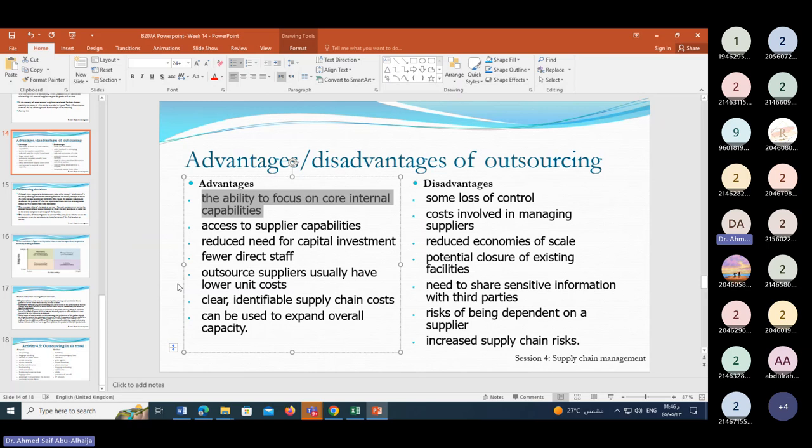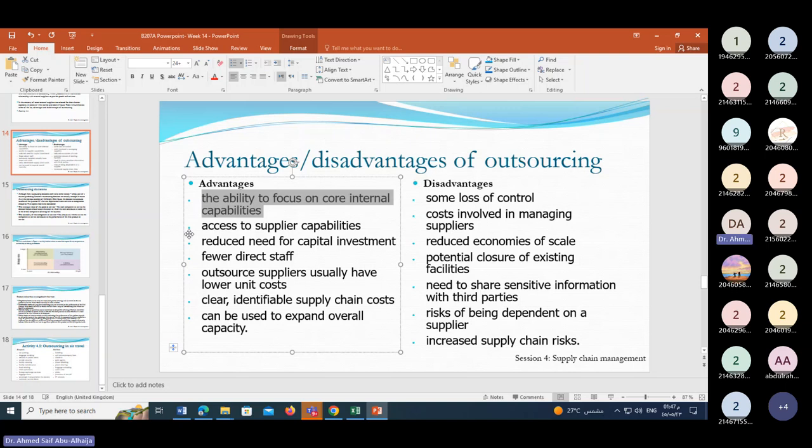So what is the point of outsourcing? Why depend on yourself to do everything? Once there are some other companies that can do it better than you, maybe cheaper than you, and in a more efficient way, let's depend on them. So the advantage is here. In this case, you can focus on your main things, let's say the engine for the Mercedes. That's the main thing.